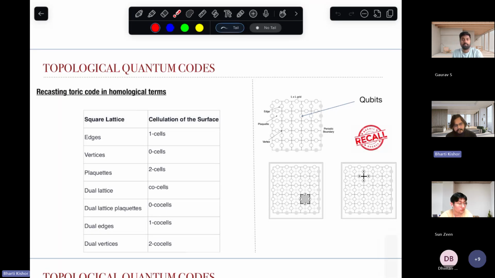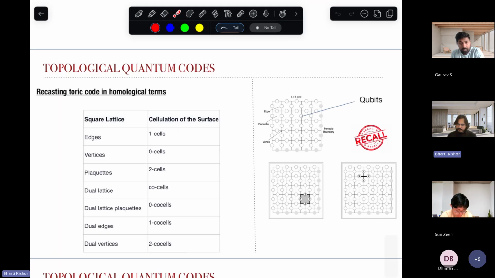So the first thing is that we want to recast the Toric code in homological terms. We looked at homology and cohomology, and we had looked at their applications last time, but we did not recast, say, the Toric code in homological terms. So let's just do it, straightforward.